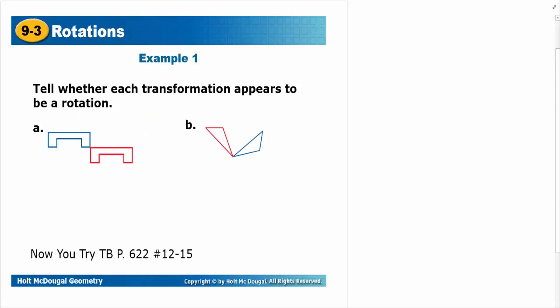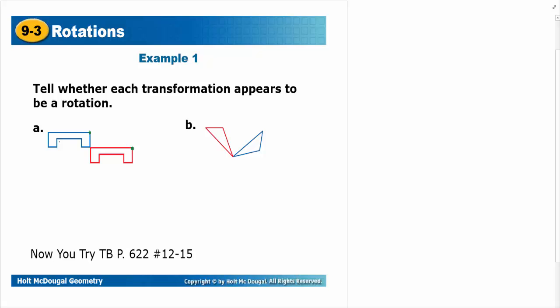Alright, so example 1, we want to be able to identify rotation. Now, to identify rotation, we need to see some sort of turn. In this case, it doesn't really tell you where you're starting from. So I'm going to start, in this case, from the blue image and go to the red image. Now, what you want to do on all of these is pick a point.